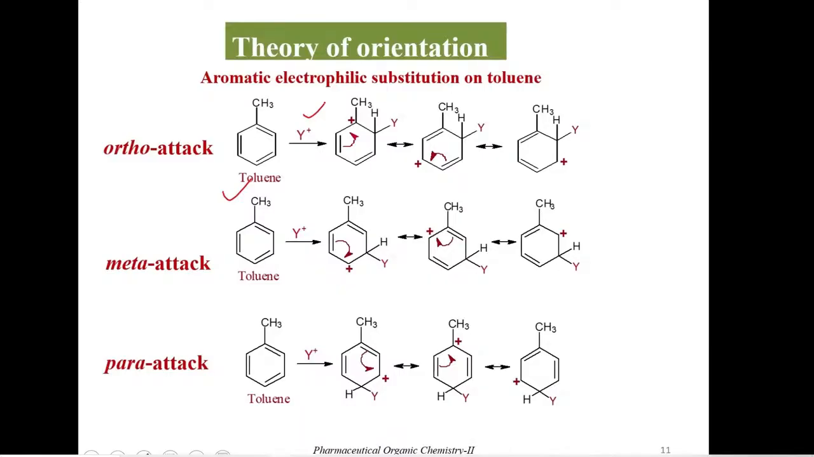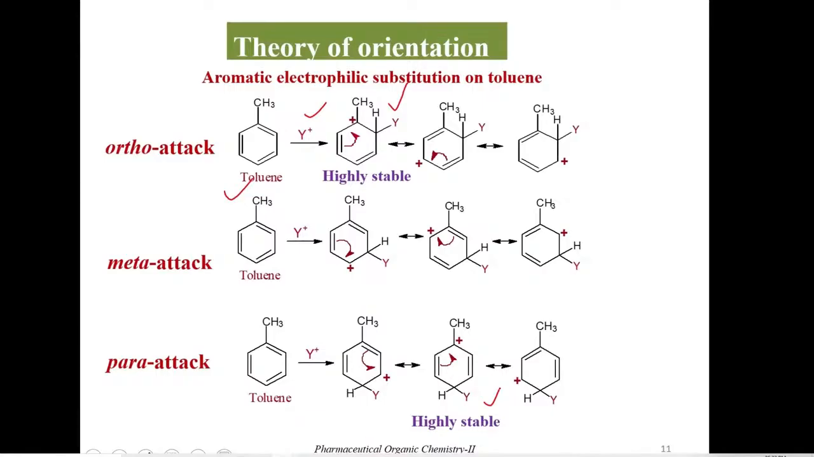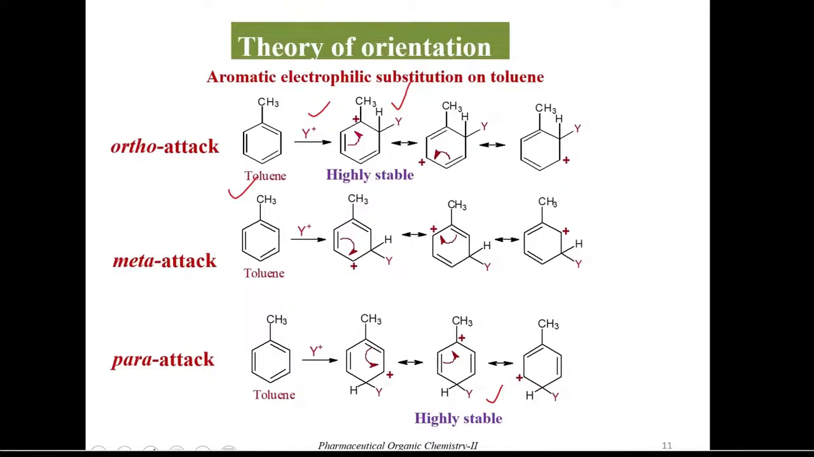You can notice in the resonance structures of ortho attack as well as para attack, in one of the resonance structures, which is marked here, the positive charge is present on the carbon bearing the electron donating methyl group. Due to the formation of carbocation, the ring carbons are already positively charged. The methyl group is an electron donating group, so it donates electrons towards the positive charge, thus causing neutralization of the positive charge. As a result, the resulting carbocation in ortho attack as well as para attack is highly stable when compared with meta attack.